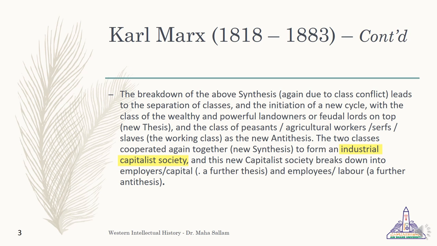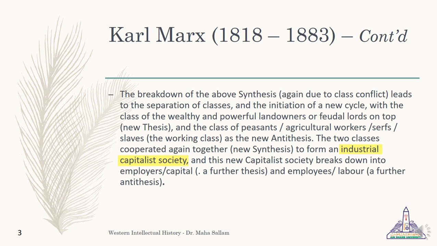And the antithesis will be the class of peasants or agricultural workers, sometimes known as serfs or slaves, or in other words, the working class. So this is the new antithesis. The two classes, after having some conflict, will reach a stage of cooperation together, a new synthesis, and then they will form a new type of society known as the industrial capitalist society.